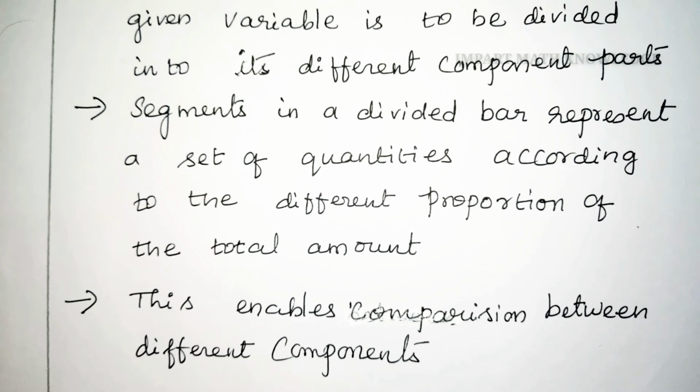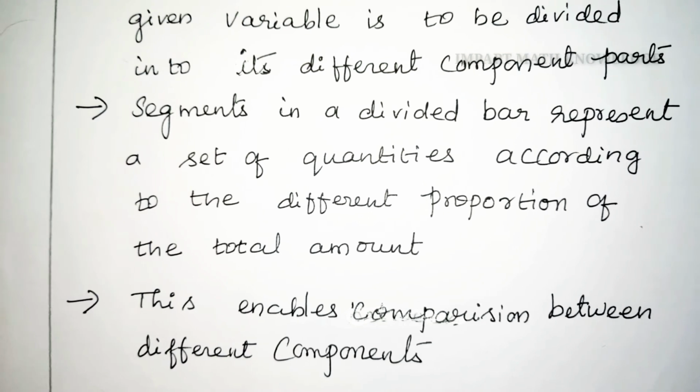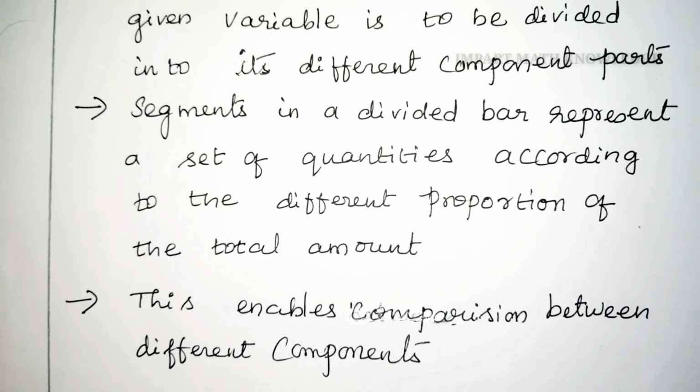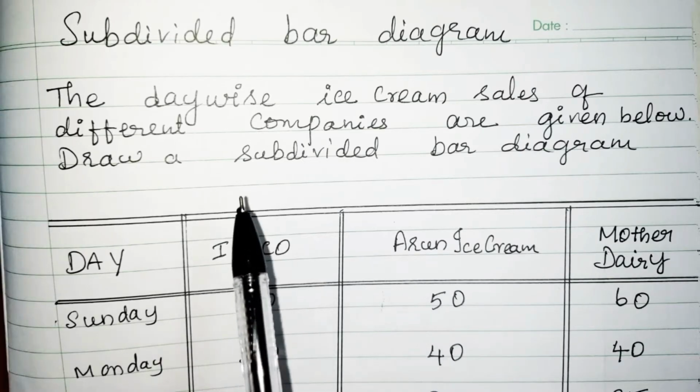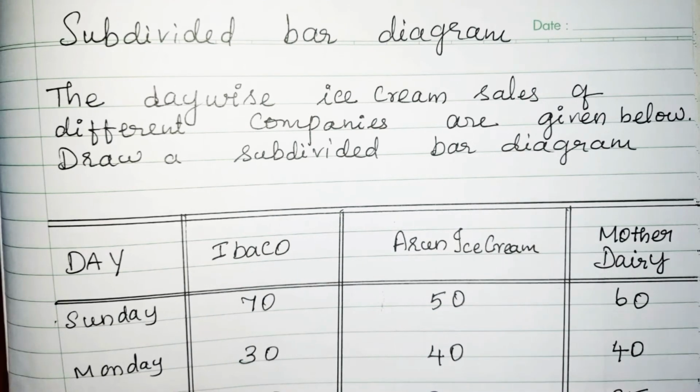Suppose you have data with the expenditures of two families. What you have to do is take the total for the family expenditure, and for the total you have to draw a vertical bar diagram. In that you divide the things like rent, food, electricity, and we can compare which family's rent amount is high, which family spends more for food, etc. Like that we can compare the data. Let me explain subdivided bar diagram with a simple example.